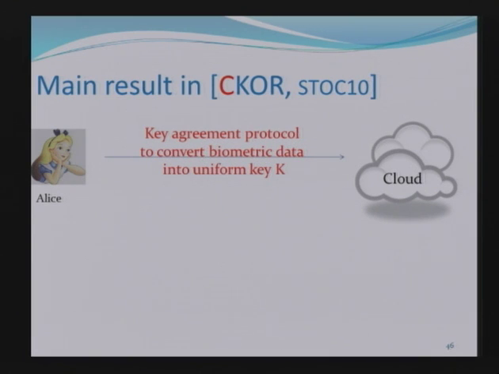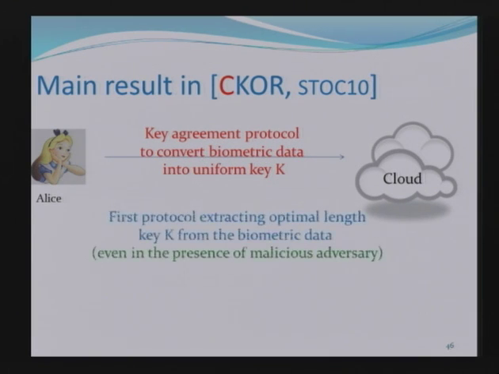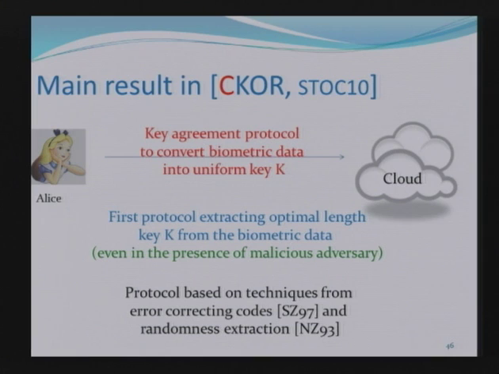And so the main result in the STOC 2010 paper is that we give a protocol that extracts an optimal length key K from the biometric data. And this happens even in the presence of a malicious adversary; we can extract as long a key as possible. So if you start off with 100 bits of unpredictability, then we can extract almost all of it. We can get an almost 100 bit random key from this. And this makes use of techniques from error correcting codes and randomness extraction. I'll be happy to talk about it if you're interested.